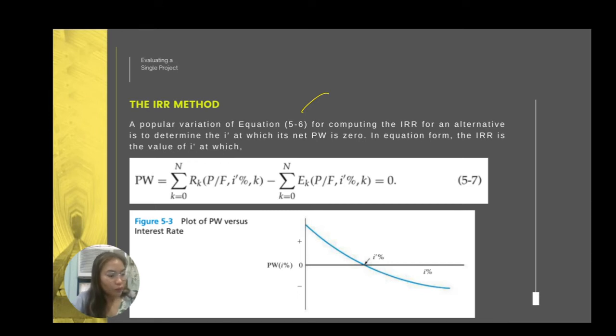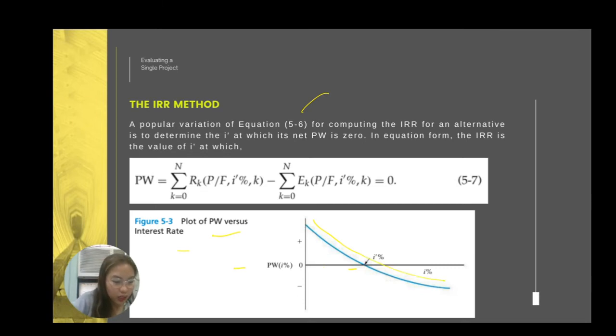Okay, for an alternative with a single investment, investment cost at the present time followed by a series of positive cash inflows over N, a graph of PW versus interest rate typically has the general convex form. Muna siya ang iyang dagan, muna siya ang iyang form.